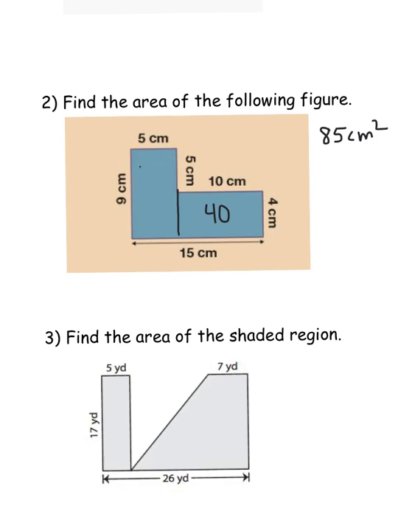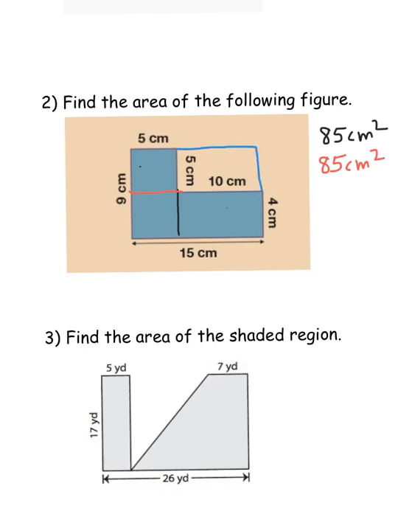I could also, if I didn't want to look at it that way, have separated it this way, in which case I would have a 5 by 5 rectangle, and then I would have a 4 by 15, and if I did that, this would be 25 and 60, which would still give me 85 centimeters squared.